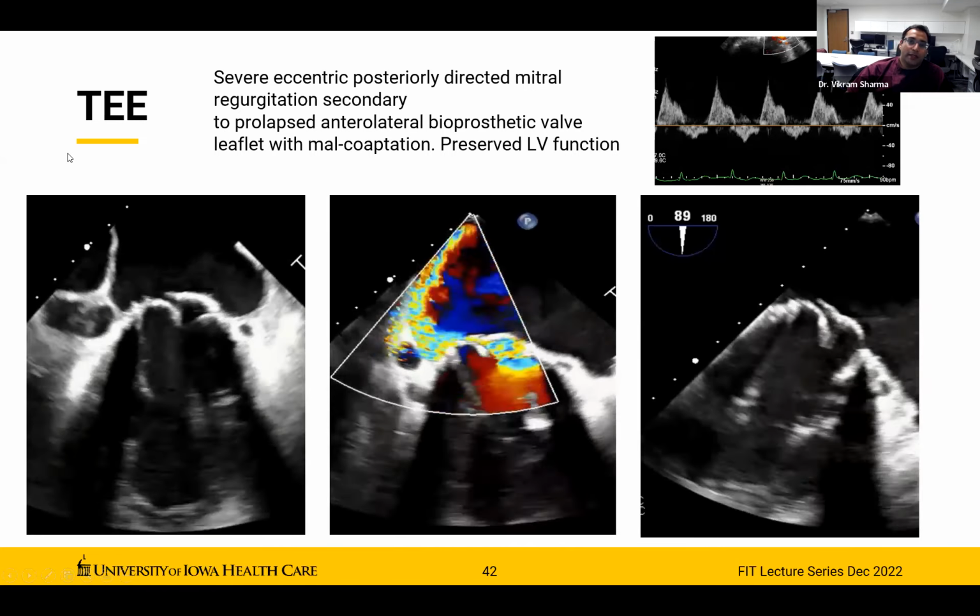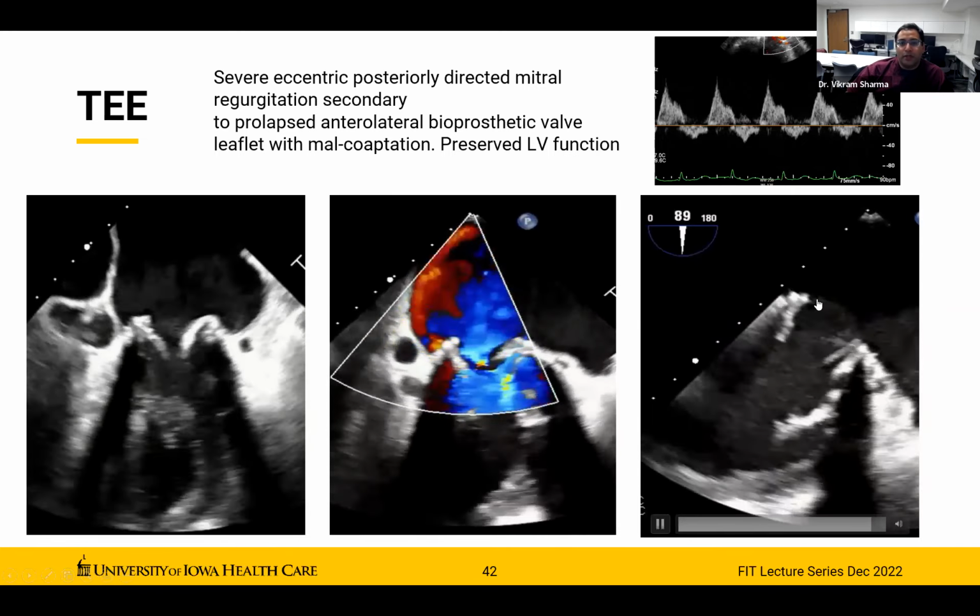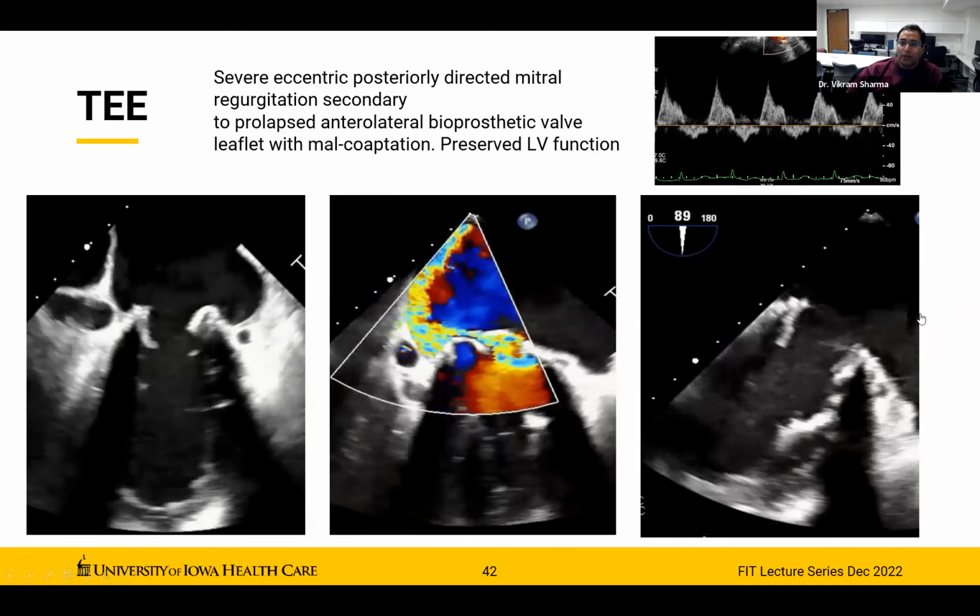which is shown here. So basically, this patient is slightly different, of course, from the one that we discussed earlier. This patient had a prior bioprosthetic valve in place. There was a prolapse of the anterolateral bioprosthetic leaflet, and there was lack of coaptation, leading to an eccentric posterior directed jet of mitral regurgitation. We see here flow reversal in the pulmonary veins, suggesting a severe mitral regurgitation. And here again, we see this prolapsed segment of the anterolateral bioprosthetic valve leaflet, which is the mechanism behind this mitral regurgitation. So this patient, of course, cannot be treated through an edge-to-edge mitral valve repair because they didn't really look at this patient population.